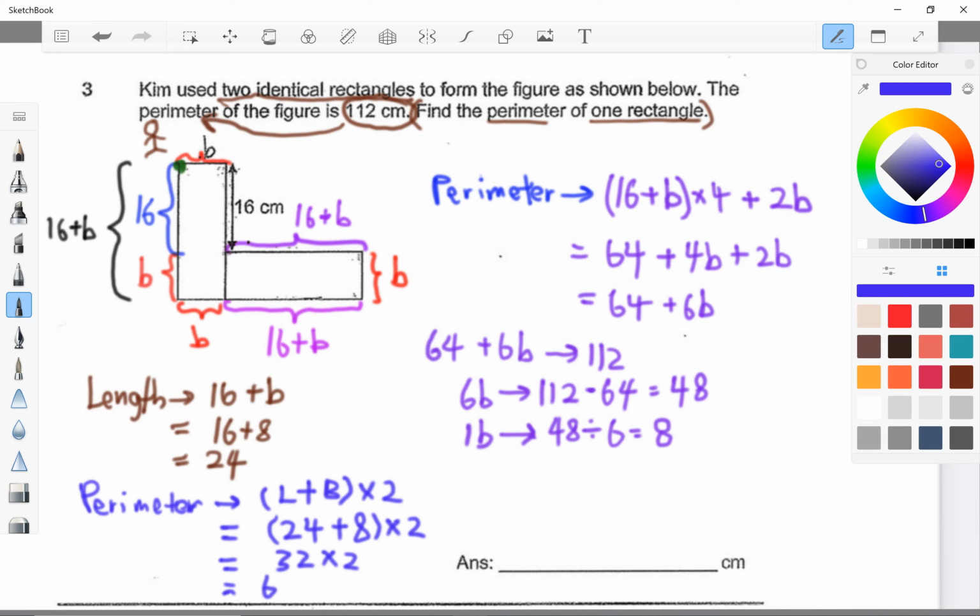Just another word of caution. Sometimes in the exams, they like to give us the value in meters, but at the ending part, they require the answer to be in centimeters. So just be careful to see if there's a need to do any form of conversion. But if there's no conversion needed, it seems that we have found our answer.